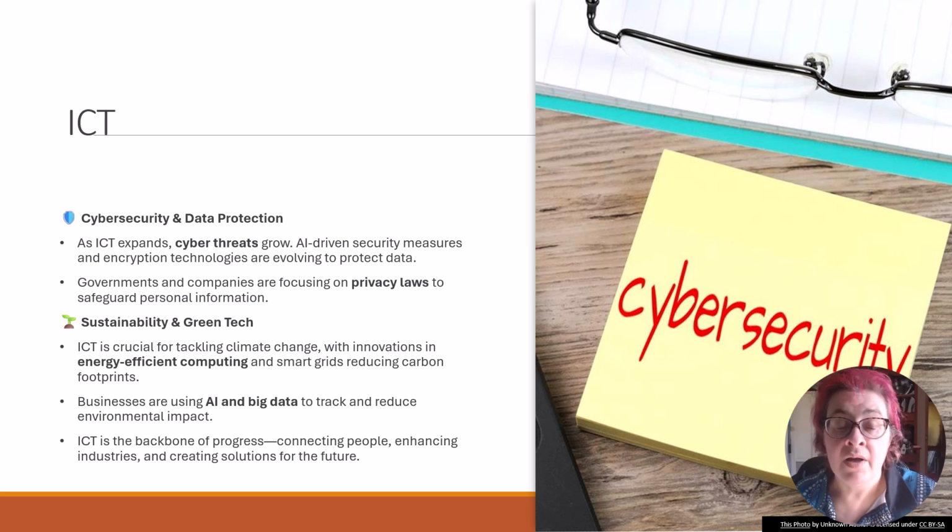Sustainability and green tech, that's the other big thing. ICT is crucial for climate change with innovations in energy efficient computing, and smart grids reduce carbon footprints. Businesses use AI and big data to track and reduce environmental impact. ICT is the backbone of all progress, connecting people, and it makes industries better and creates solutions for the future.